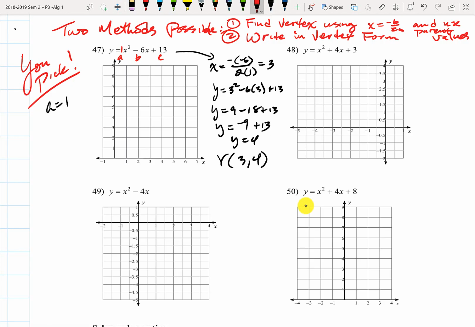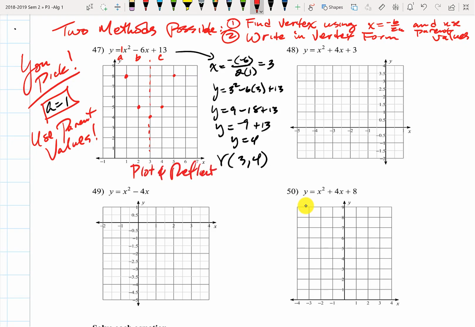So I can plot that, 3 comma 4, and then start. My a value is 1, so use parent values. Then you go right 1 up 1, and then right 2 up 4, and then reflect it. So plot and reflect. When you draw your curve, your parabola, draw it smooth. It's got to go through the points. There you go.